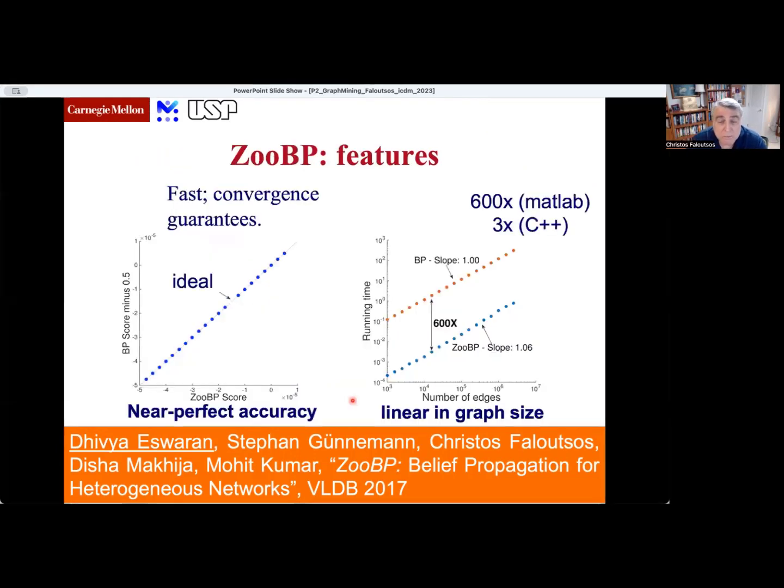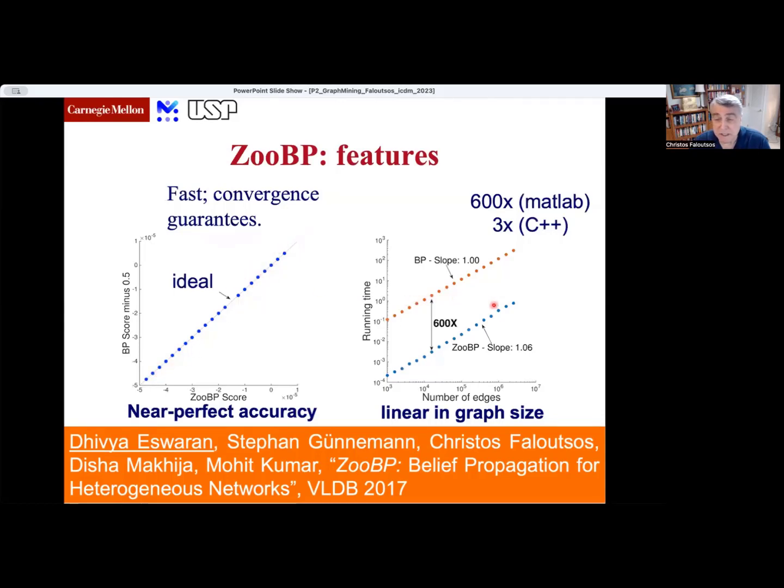I won't bore you with the details, but here is the application on some graphs. Here every dot is a node of a graph. The horizontal axis is the ZooBP score, whether this is honest or dishonest. The vertical axis is the standard Yedidia BP score. In an ideal setting, things would be along the 45-degree line. And yes, this is the case.